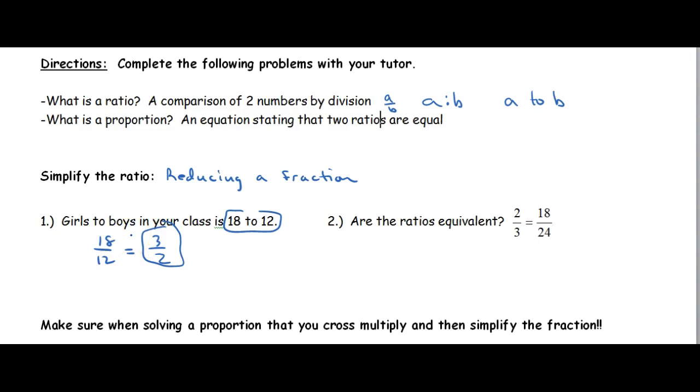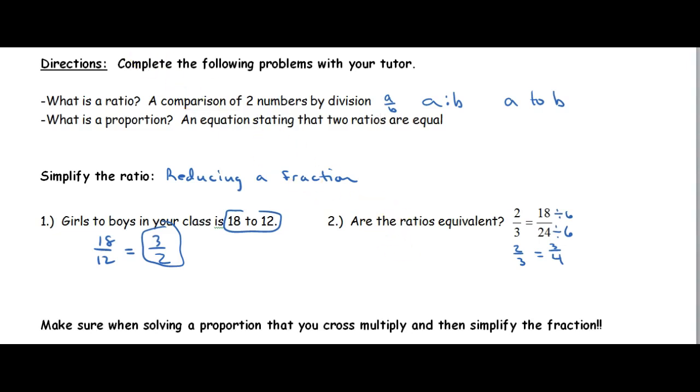Now, to determine if ratios are equal, there are two ways to do it. One, you can reduce both fractions to see if the fractions are equal. When I look at it, 2/3 is reduced, but 18 can be divided by 6, and 24 can be divided by 6. So what we end up with is 2/3 equals 18 divided by 6 is 3, 24 divided by 6 is 4. Are these ratios equal?